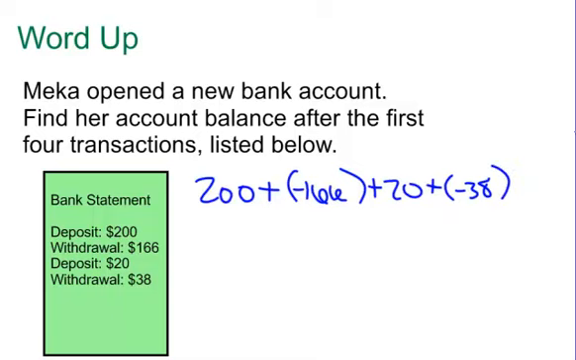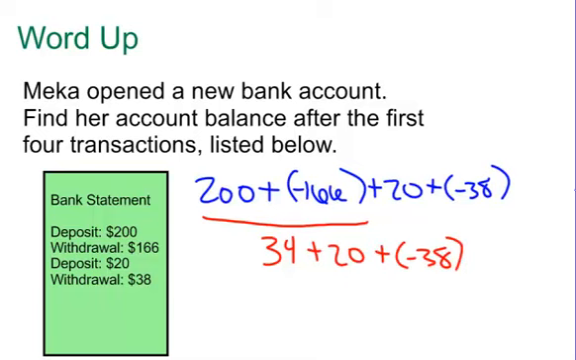I'm going to do it a little different this time. I'm going to take it piece by piece, order of operations. 200 plus negative 166 is positive 34. Signs are different. We subtract. We get 34. And since the bigger one's positive, we're going to keep it positive. So then we have 34 plus 20 plus negative 38.